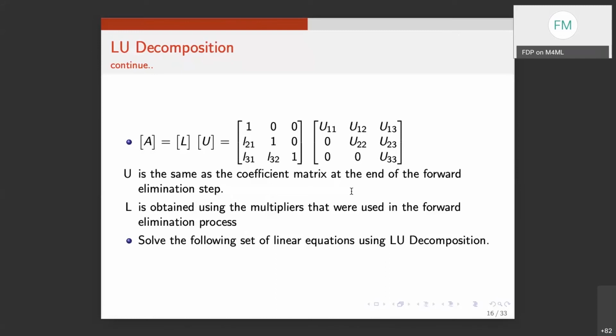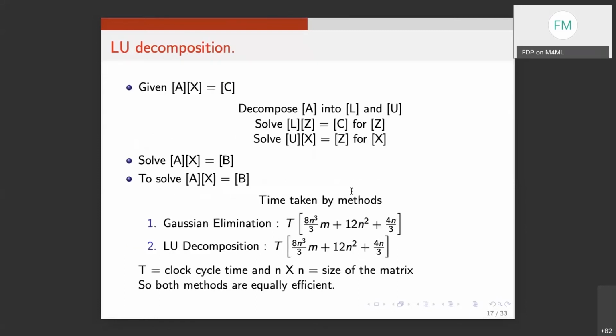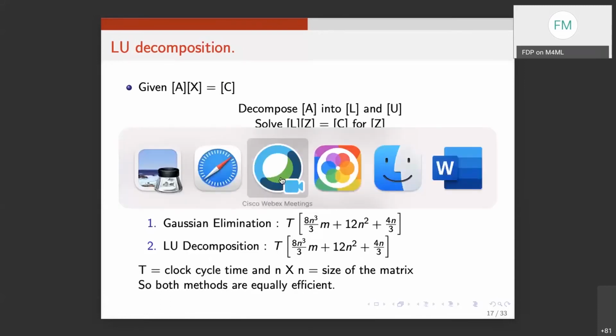Okay, so now basically to solve linear equations, we'll be using the LU decomposition method, right? So given a system AX is equal to B or C, we try to decompose that A into LU, and then we solve LZ is equal to C to obtain Z. Similarly, UX is equal to Z for obtaining the value of X. Right? So we try to solve the AX is equal to B problem.